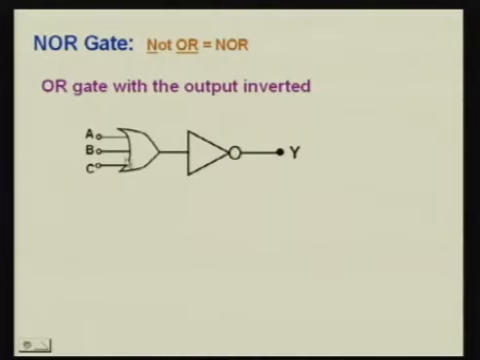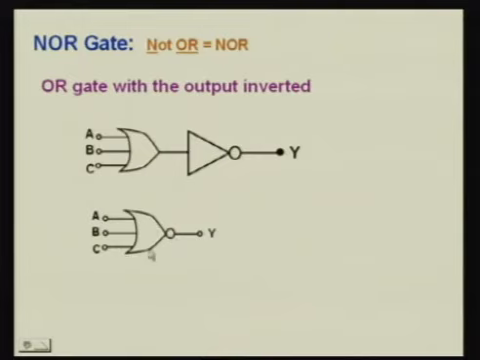You can understand this is the symbol for the OR gate and this is the symbol for the NOT gate. So basically a NOR gate is an OR gate followed by a NOT gate. So this is the symbol for the NOR gate. We have A, B, C as inputs and output as Y. This bubbled structure, that is the circle, indicates inversion: whatever we have given is inverted after this bubble.